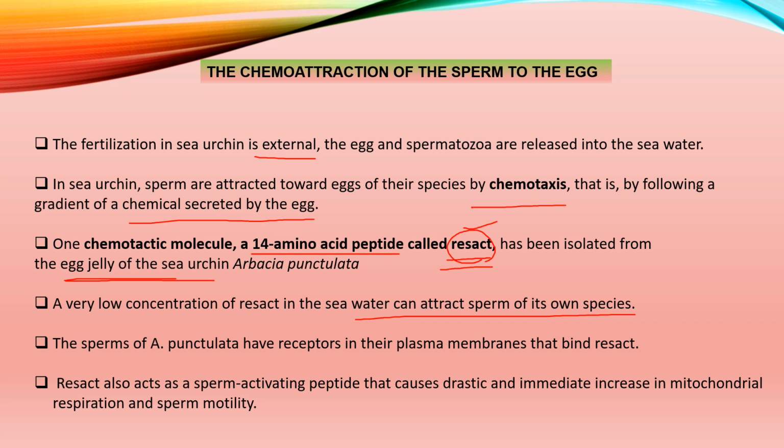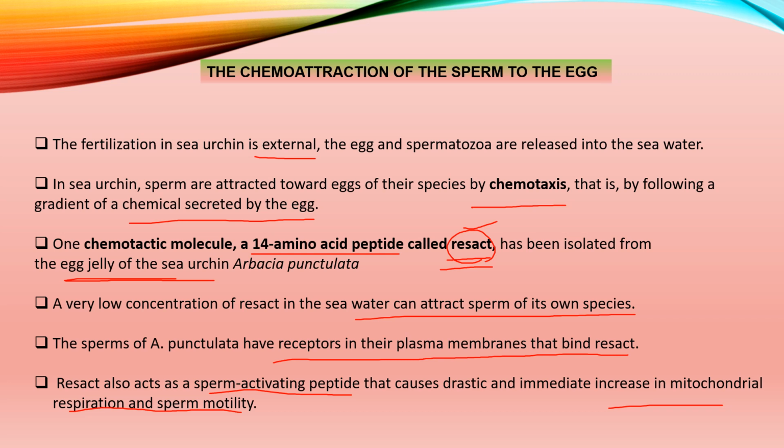Resact acts as a ligand, and it binds to the receptor present in the plasma membrane of the sperm. It is a sperm activating peptide which causes an increase in mitochondrial respiration and also in sperm motility.